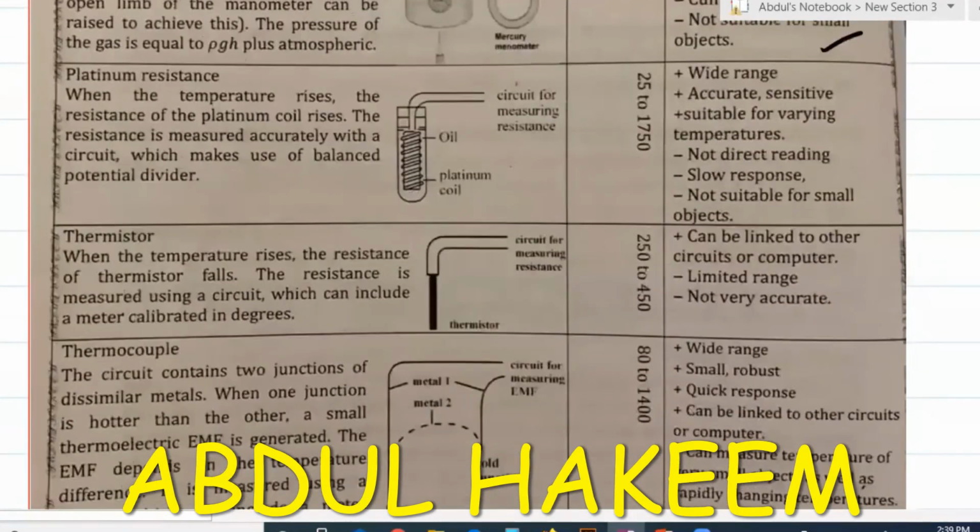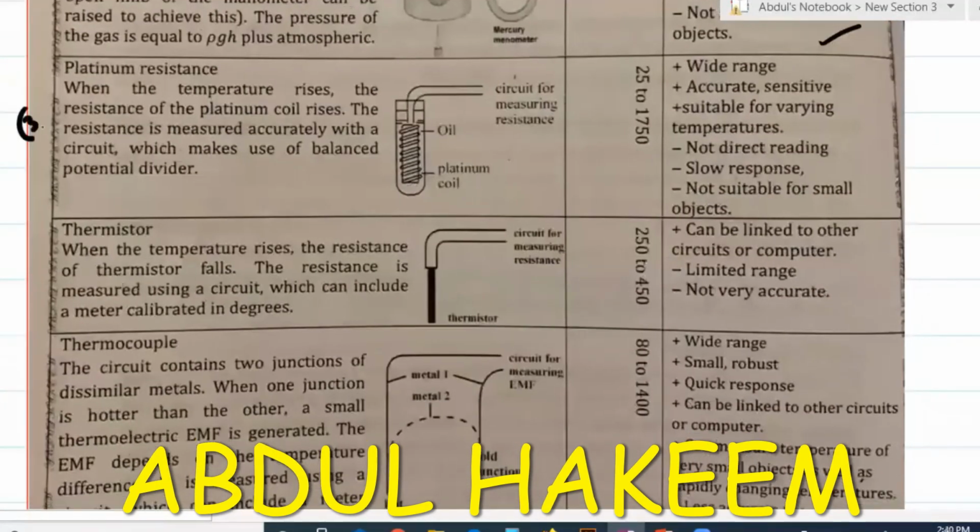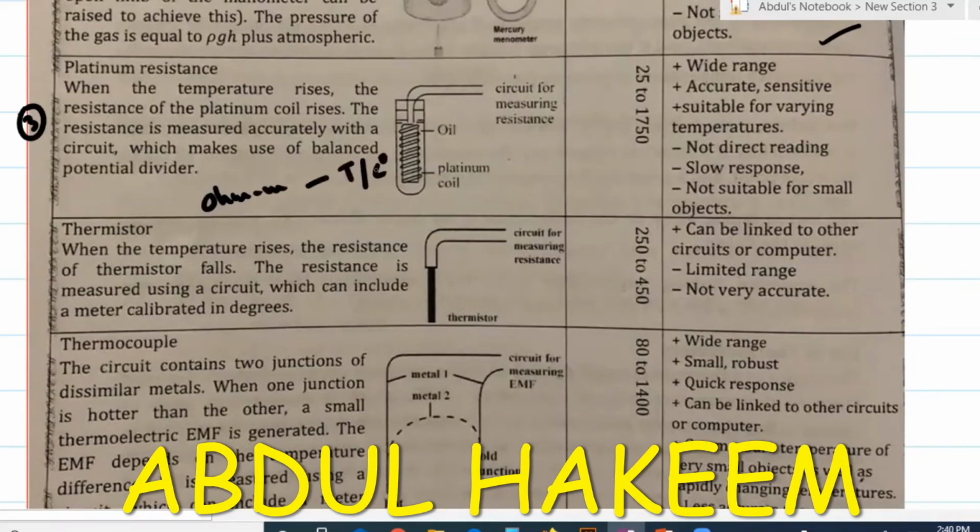The next one is the platinum thermometer, meaning the resistance thermometer. And the principle is when the temperature rises, the resistance of the platinum coil rises. The resistance is measured accurately with a circuit, which makes use of a balanced potential divider, or the ohmmeter is calibrated into a temperature scale, either degrees Celsius or Kelvin. Usually it is calibrated into centigrade.